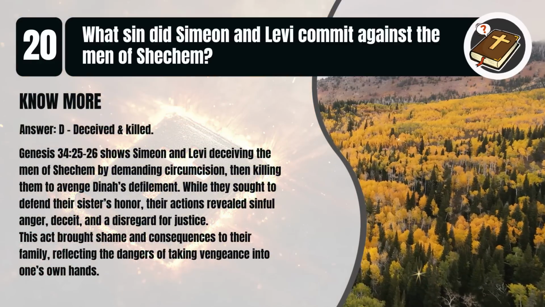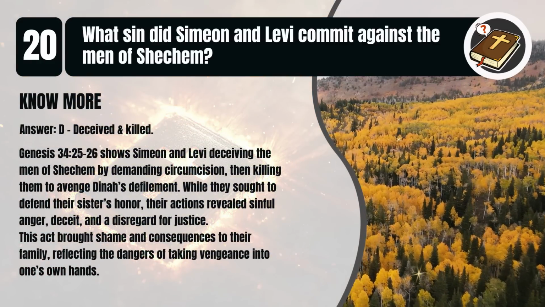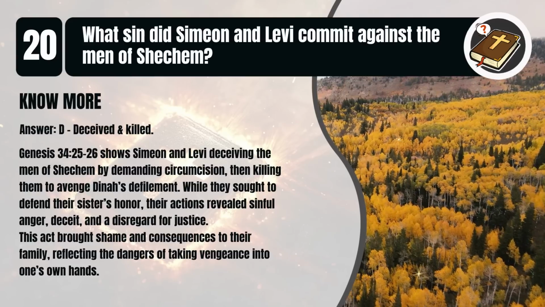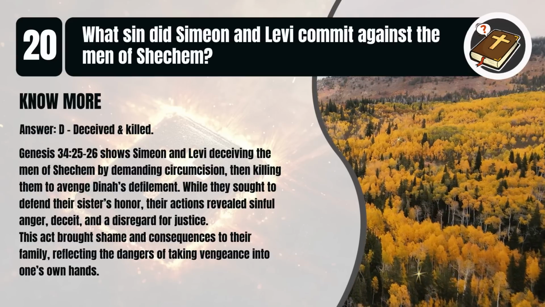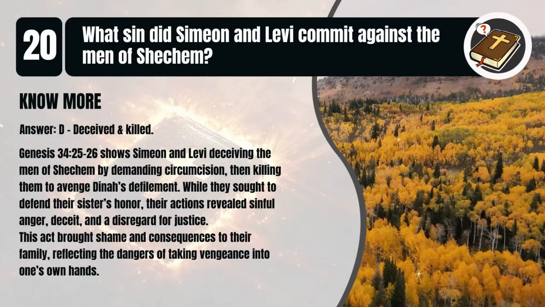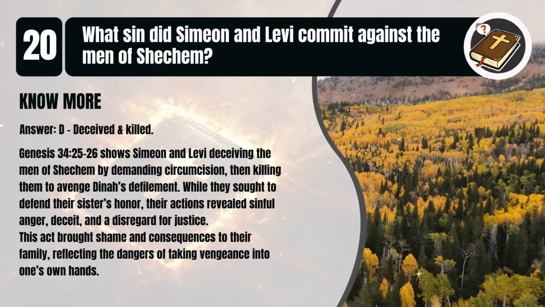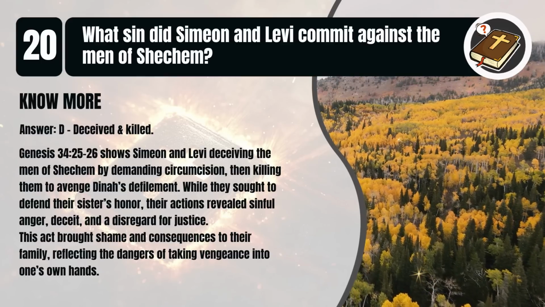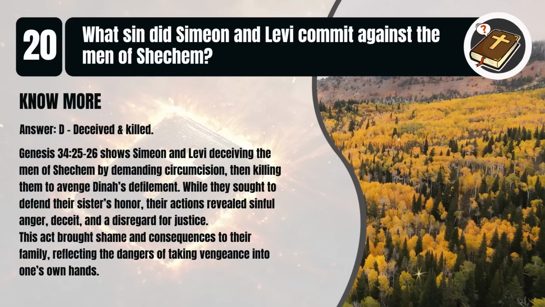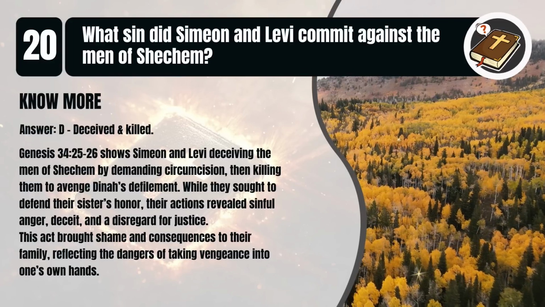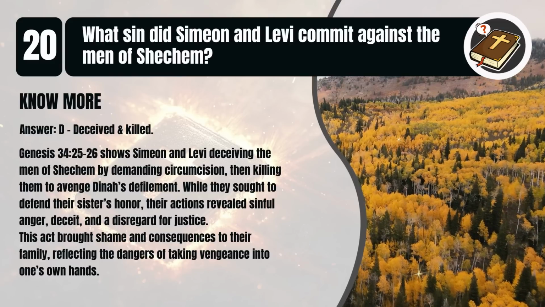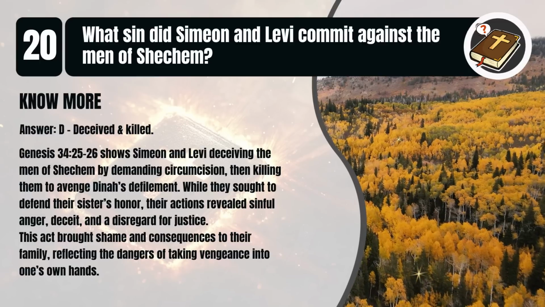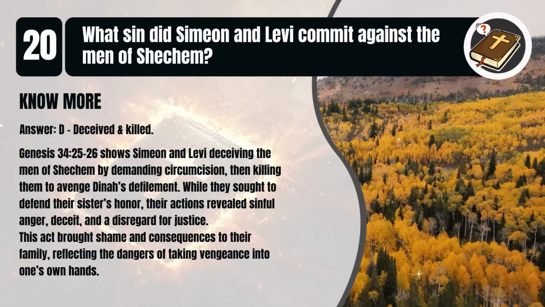That's D. Deceived and killed. Genesis chapter 34 verses 25 to 26 shows Simeon and Levi deceiving the men of Shechem by demanding circumcision, then killing them to avenge Dinah's defilement. While they sought to defend their sister's honor, their actions revealed sinful anger, deceit, and a disregard for justice. This act brought shame and consequences to their family, reflecting the dangers of taking vengeance into one's own hands.